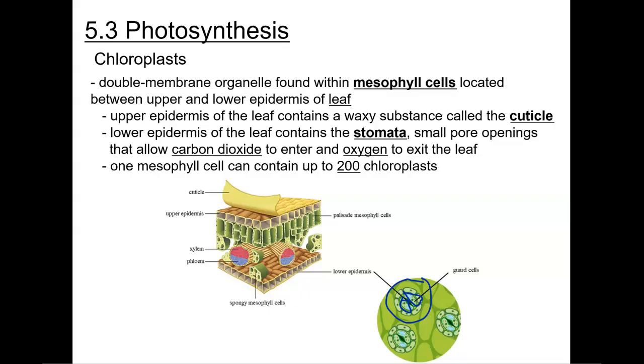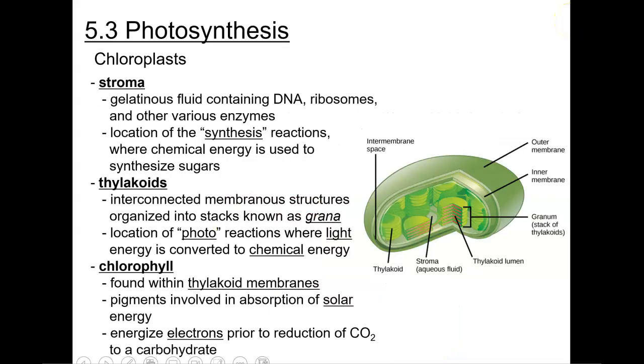All right, so one mesophyll can contain up to about 200 chloroplasts. Inside the chloroplast, you'll have what's called the stroma. That's the gelatinous fluid that contains DNA, ribosomes, and other various enzymes. So that's going to kind of be like the cytoplasm of this organelle. It's called the stroma. This is also going to be the location of the synthesis reactions. That's where the chemical energy is going to be used to synthesize sugars.